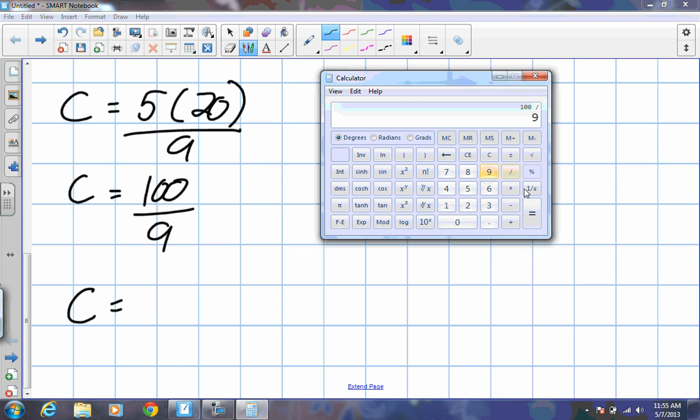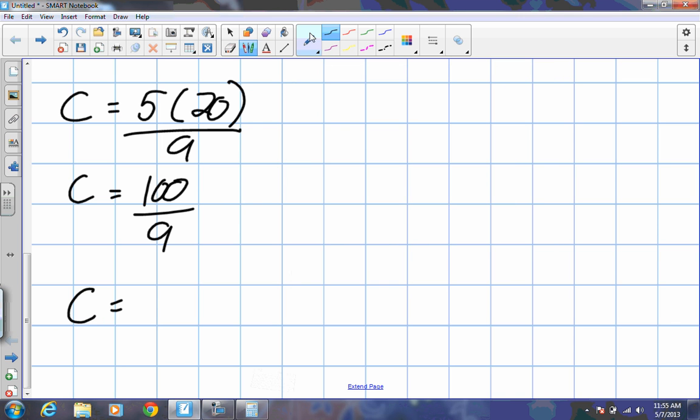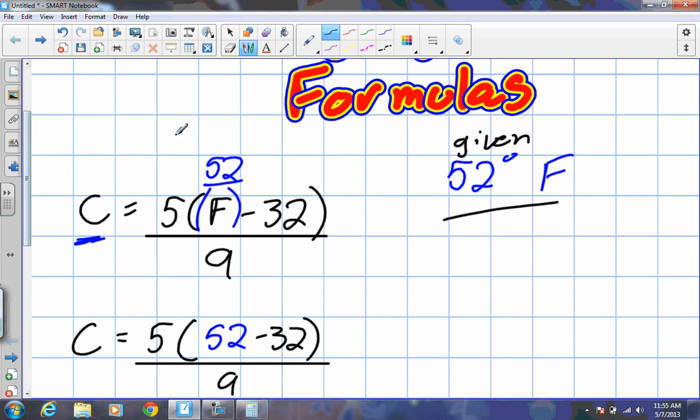divided by 9. What is it? 11? Okay. So this would be roughly 11 degrees Celsius. Okay? It's not extremely cold, but not the warmest either for our weather. But let's say they had done the opposite for us. Let's say we're used to doing temperature in Fahrenheit, and they told us that it was 50 degrees Celsius. Okay? We need to convert this to Fahrenheit.